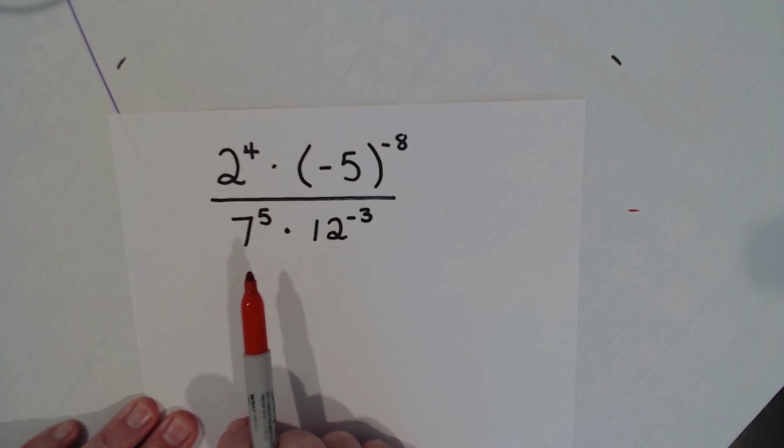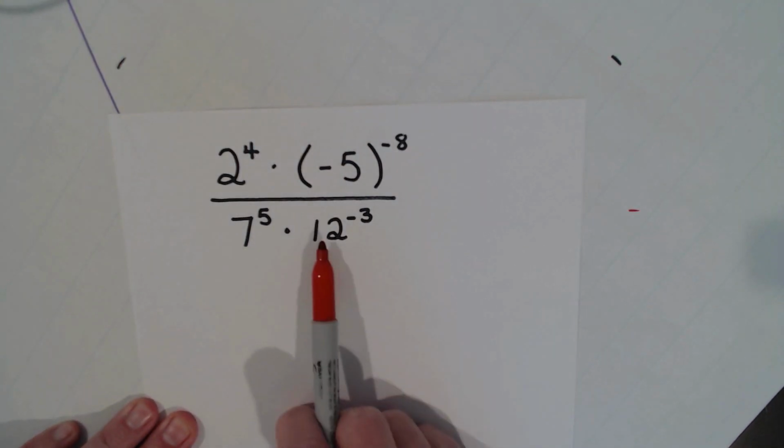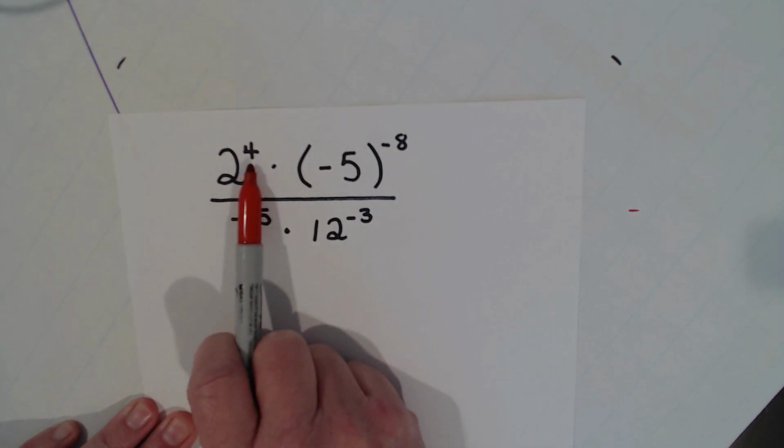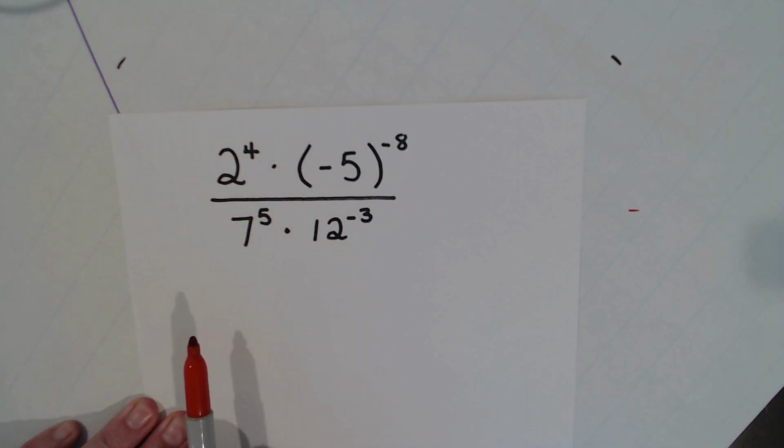The ones that need to be moved are the ones that have negative exponents, like this -5. It needs to be moved. This 12 has a negative exponent. It needs to be moved. This 2 doesn't need to be moved. It has a positive exponent. 7 has a positive exponent.